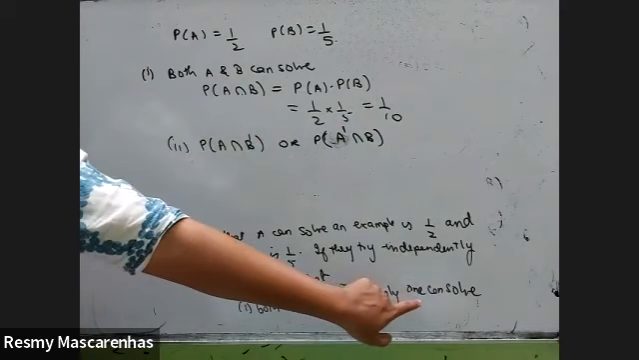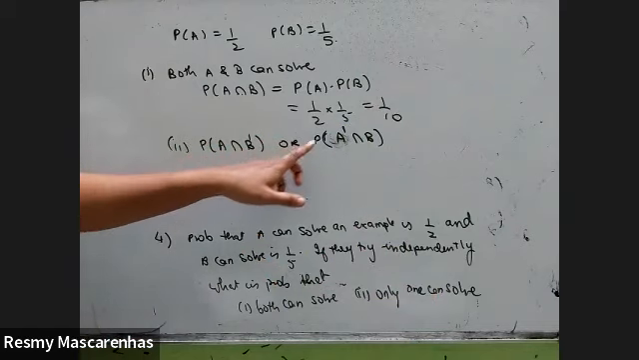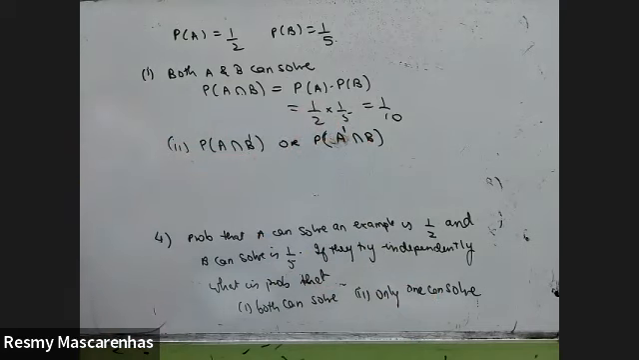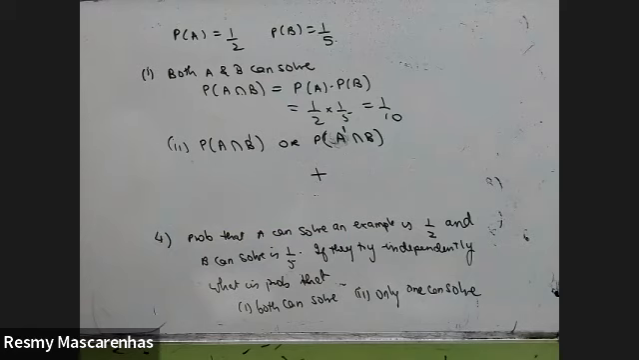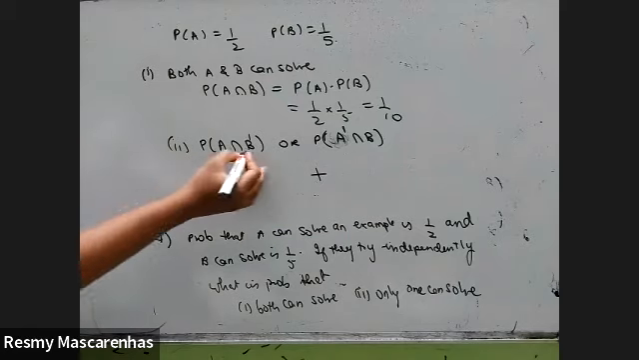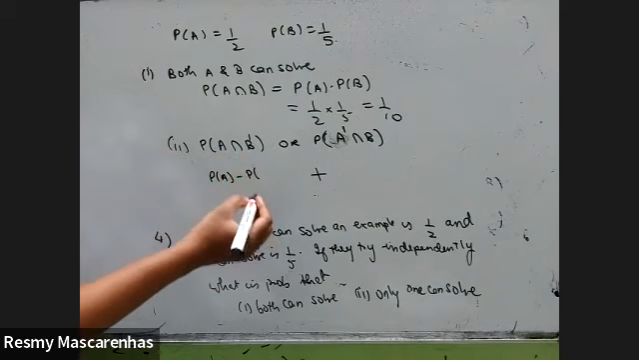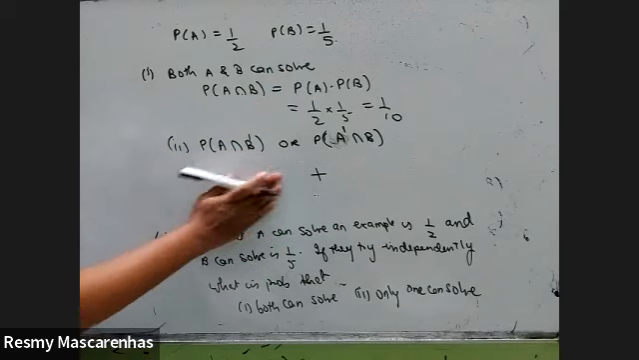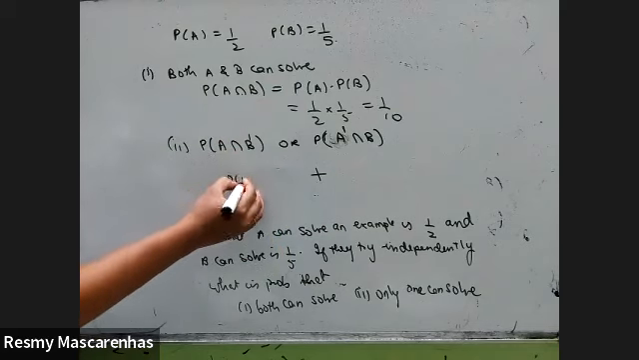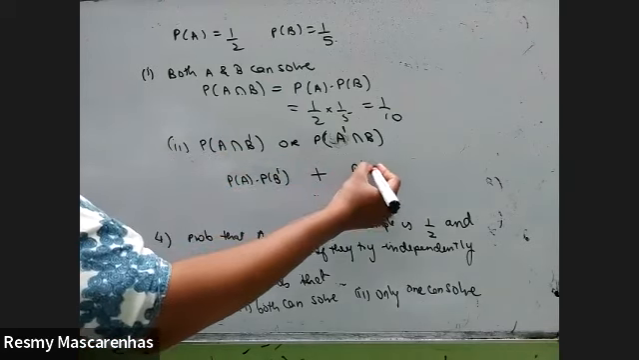But now they're asking only one can solve. So you don't know who is the one. There are two options. Either A is solving, B is not solving, or B is solving but A is not. Or means always you have to write plus. Remember that. So this is P of A. Or directly this you can put, as per the formula for independent events.